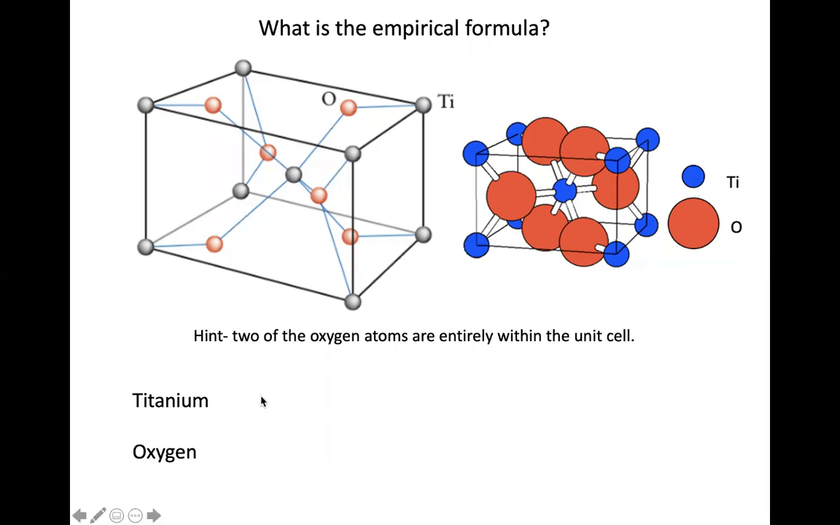I'll give you a hint. Within the oxygen, two of them are entirely within the unit cell. The two that they are talking about, on the left, it would be these two, or on the right, it would be these two. That might not be obvious, so I'll give you that part. See if you can come up with the titanium part, and then I'll share my work.